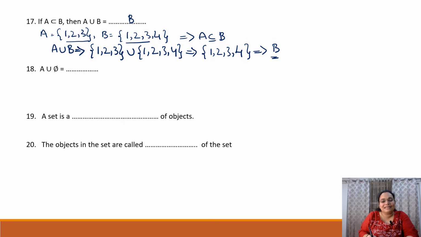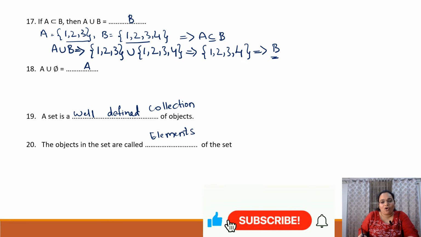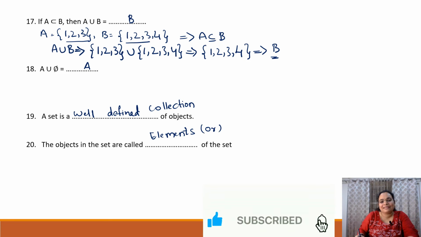The null set does not have any elements in it. So A union null set will be A only. A set is a dash of objects. That is, a set is a well-defined collection of objects. The objects in a set are called elements, or we can also call them members of a set.